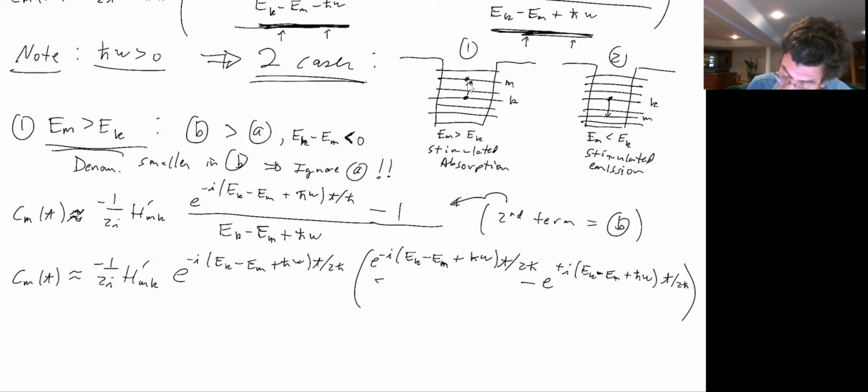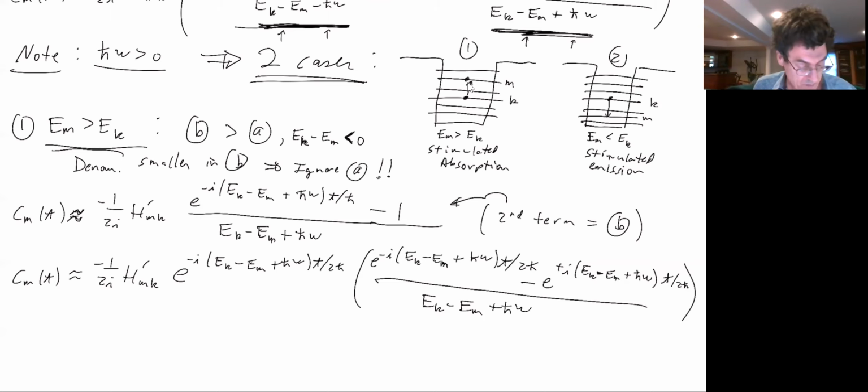And that's all on top of Ek minus Em plus h bar omega. Okay, so that does not look simpler at first. It's kind of a complicated little expression, but it will become simpler.